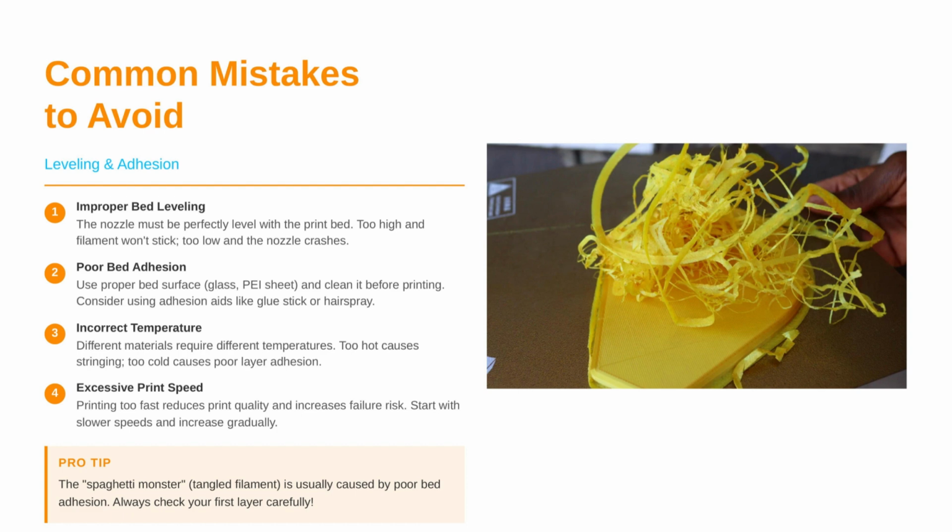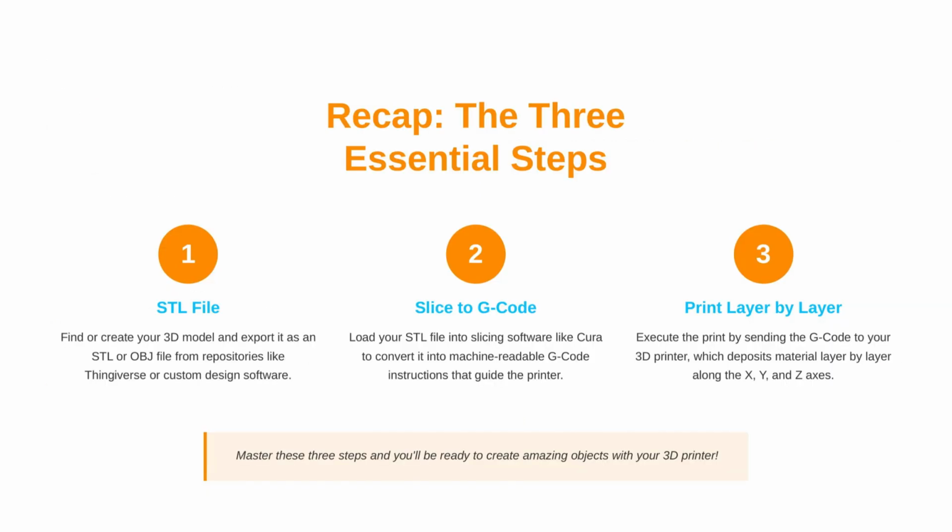Poor adhesion, often manifesting as the spaghetti monster failure, results from insufficient surface energy between the polymer and the build plate, which can be mitigated by using appropriate bed materials or chemical adhesion aids. Furthermore, the thermal profile, specifically the nozzle and bed temperatures, must be precisely matched to the polymer's glass transition and melt temperatures to prevent warping or insufficient layer fusion. Mastering these variables is essential for reliable, high-fidelity part production. Let's now consolidate the entire workflow we have discussed.